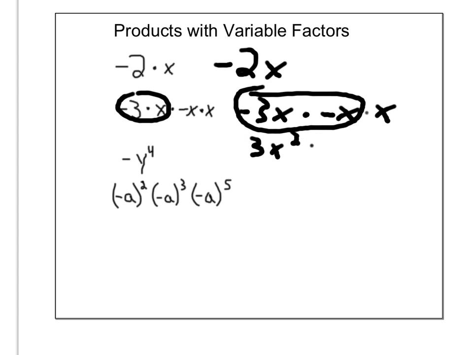Now I have to take that times x. That's the last thing I have to do here. So, 3x squared times x. Again, there's no numbers to multiply together, so I put 3.